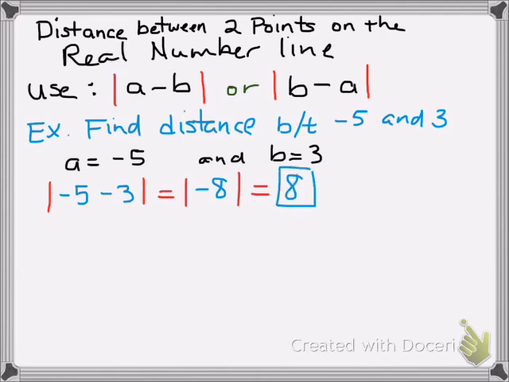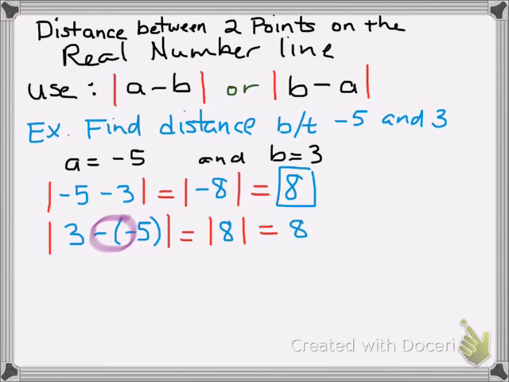If we would have used b minus a, just to show you, it would have been 3 minus, but because the 5 is negative, we're going to put it in parentheses. Now please keep in mind that a negative times a negative becomes a positive. So we have 3 plus 5, which is an 8, and once again, the absolute value of 8 becomes an 8.